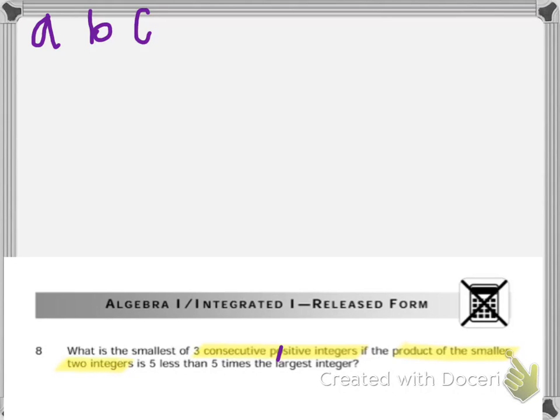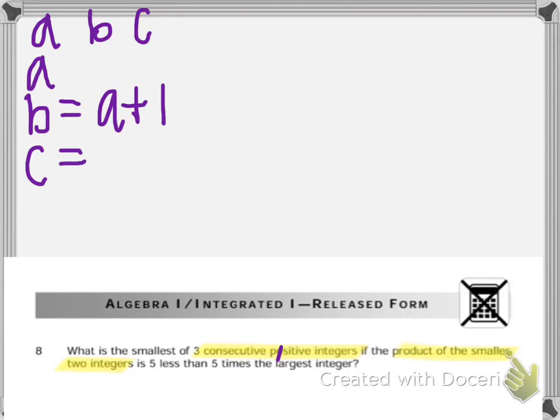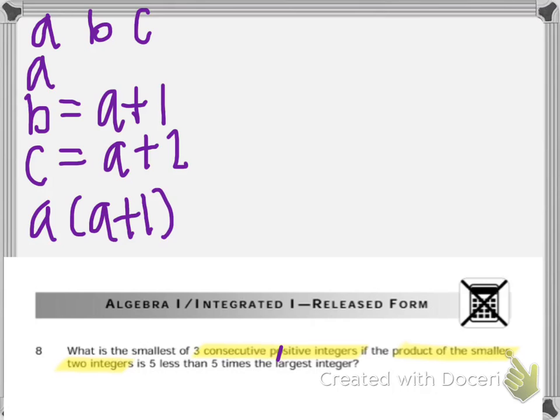So first we're going to do A, we're going to leave it alone because that's our smallest. B is going to equal A plus 1 because it's consecutive. And C is going to equal A plus 2 because it's 2 after A. So the product of the smaller 2 integers, so we know we're going to be multiplying A times B. So A times A plus 1, we're going to leave it right there.